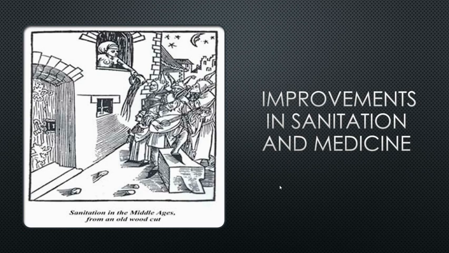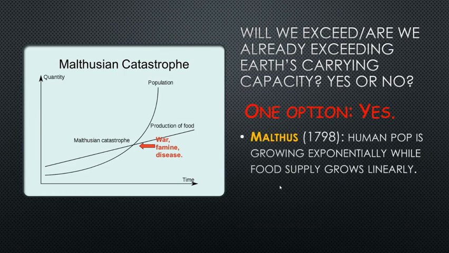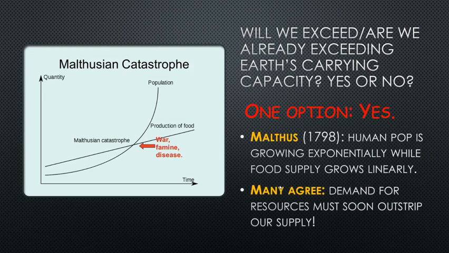So the question is, the Earth has a carrying capacity. Are we there yet? Some people say yes, and some people say no. One option, have we exceeded the carrying capacity? It could be yes. Malthus said this in 1798, that the human population is growing exponentially, but food production grows linearly. And so at some point, the population would outpace the production of food. Then we would have war, famine, and disease. And there are a lot of people who agree with this.